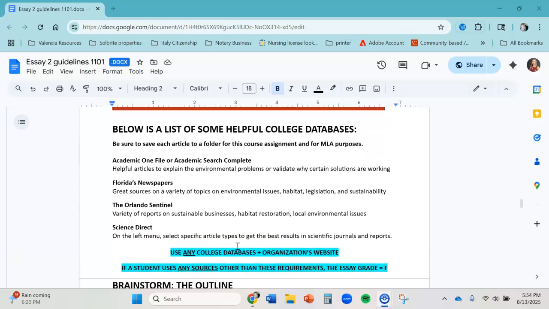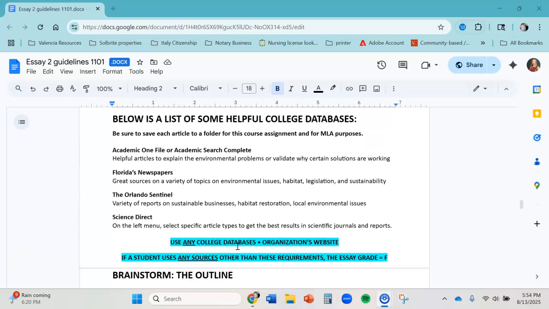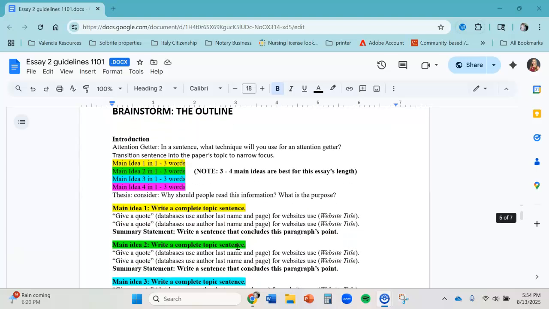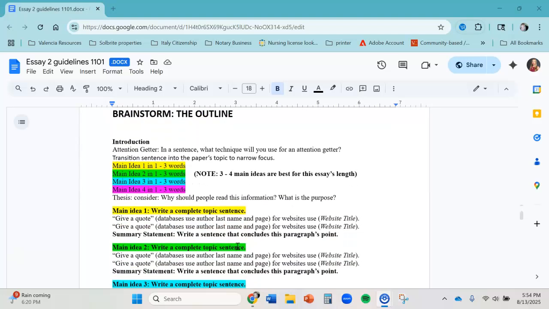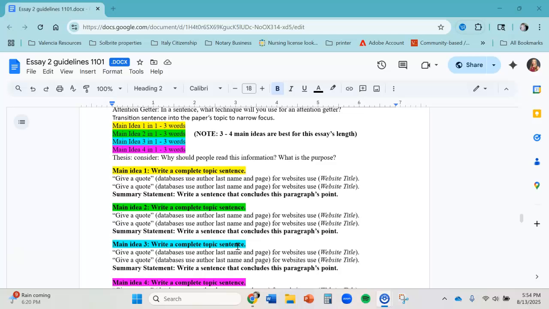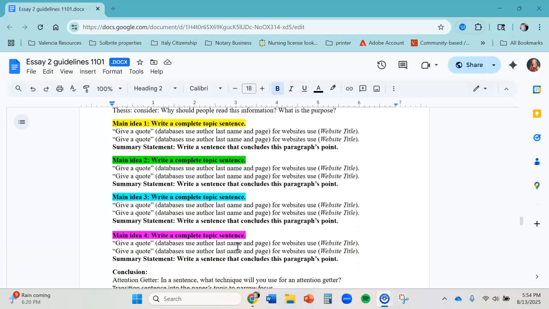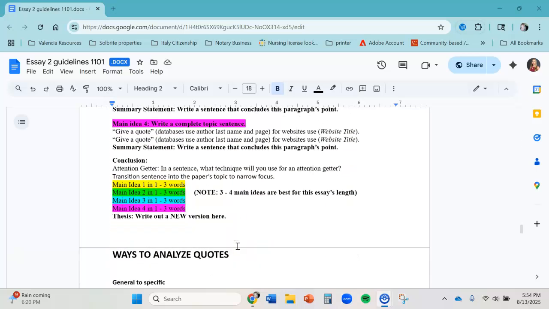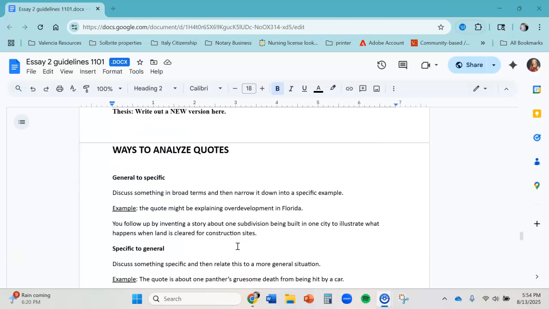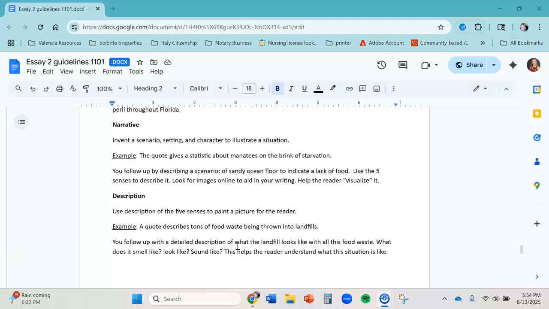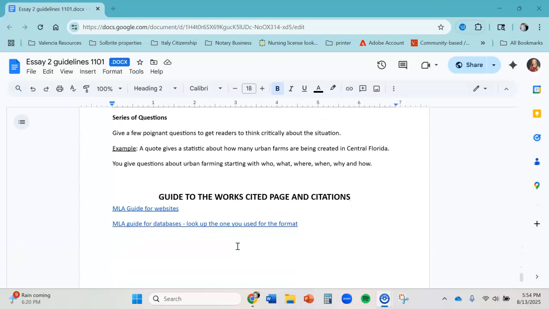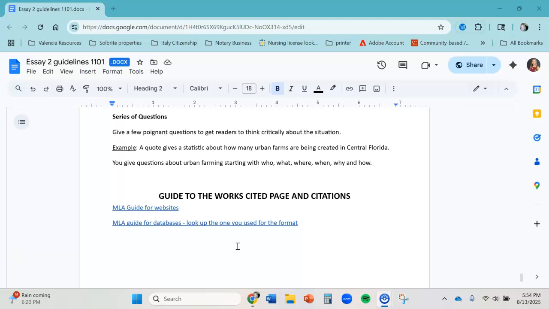The matrix chart, you'll learn how to create it, is more side by side with problems in one column and solutions in another, but then we make it linear, up and down, and we look at how the paper is going to take shape. And then after that, we're going to look at how we can draft it. I've given you many different ways to analyze quotes, so that will help you as well. And also a guide for works cited pages and citation information.